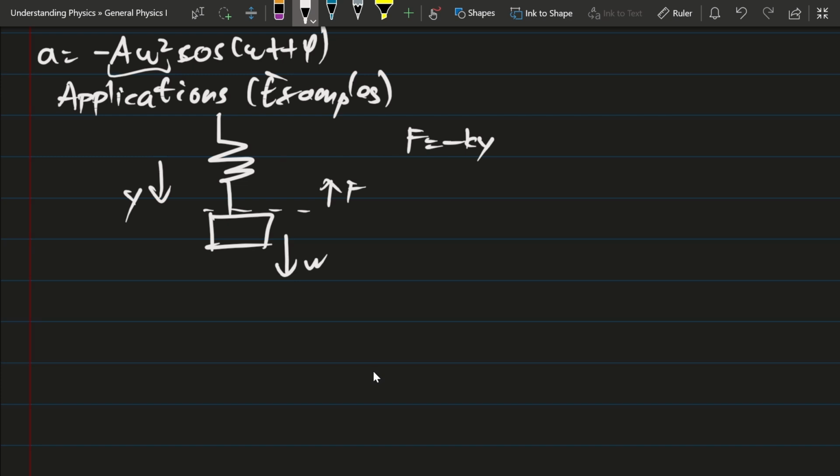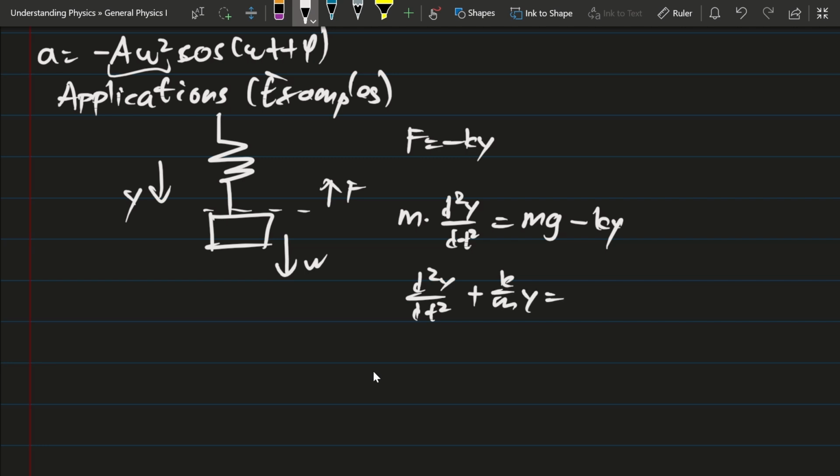And so if you do the sum of F equals ma, it will be m times d squared y over dt squared, and since y is going down, that equals mg minus ky. If you try to solve this problem again, this will be d squared y over dt squared plus k over m y plus g equals to g.